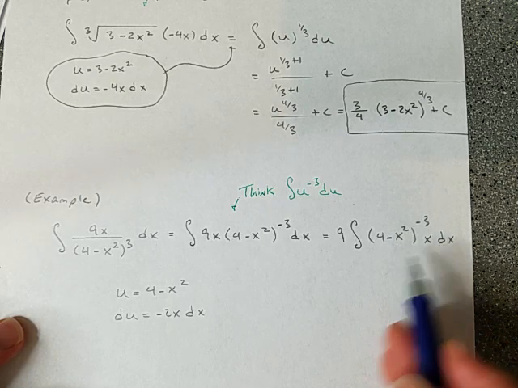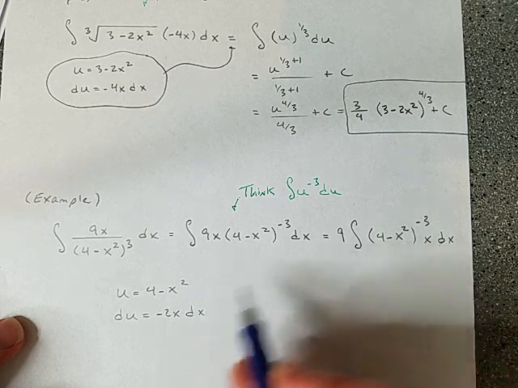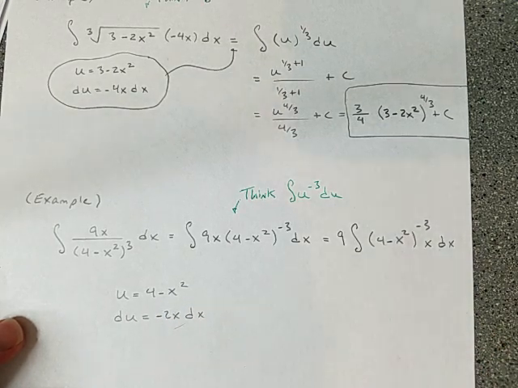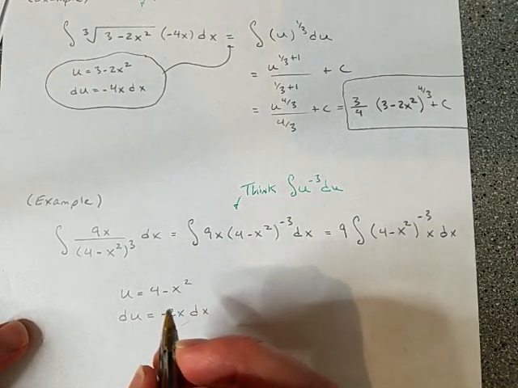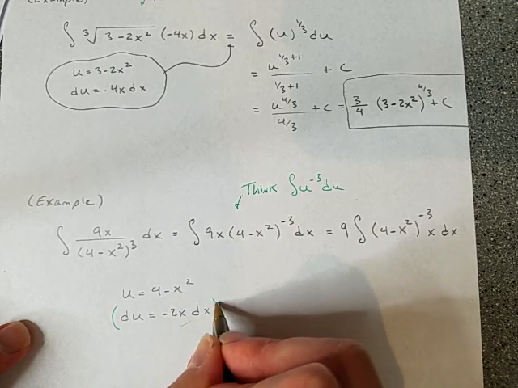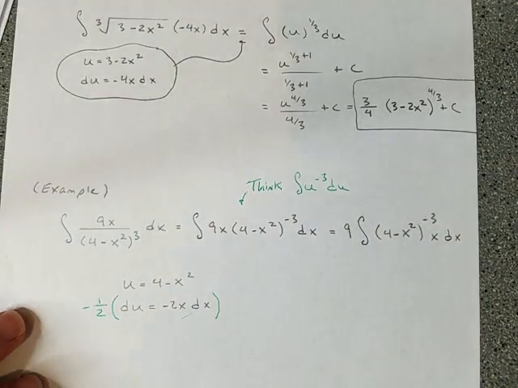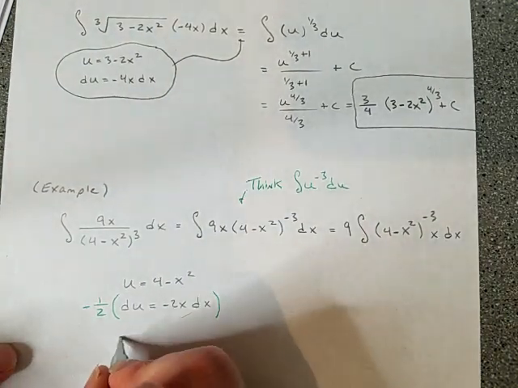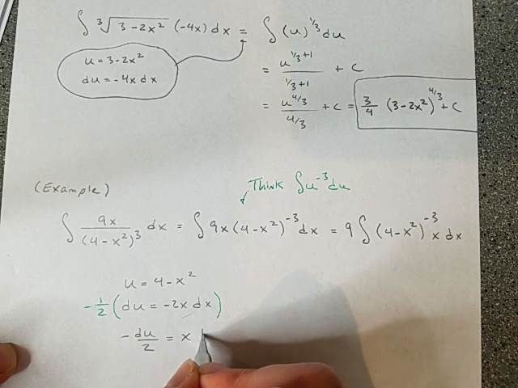And then x dx, well, this is negative 2x dx. That's x dx. So they're not the same. I can't substitute this up there, but that's what I want. So I'll just do this. Remember, this can be treated like an algebraic equation. You could take both sides of this and multiply by negative 1/2 or divide both sides by negative 2, however you see it. If you do that, you'll get negative du over 2 is equal to x dx.